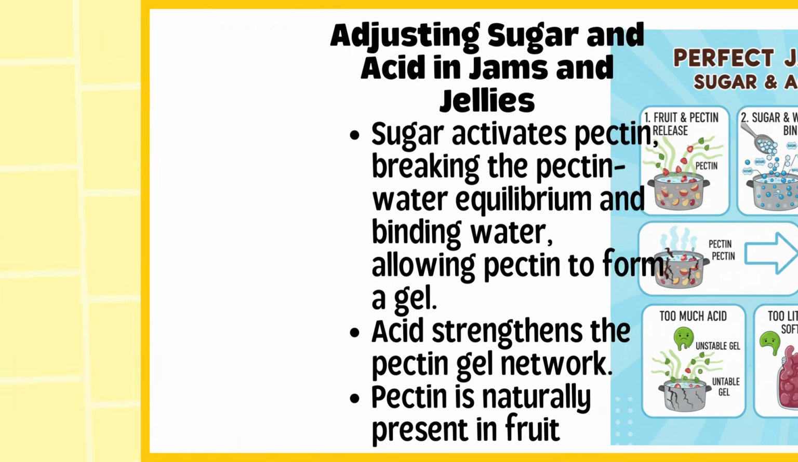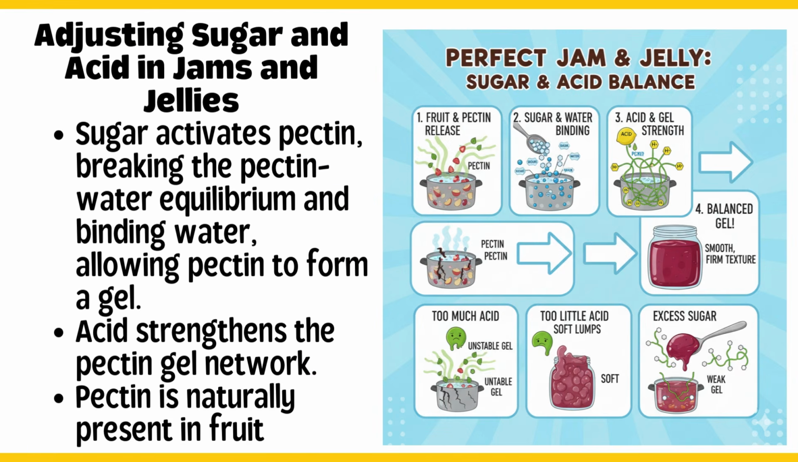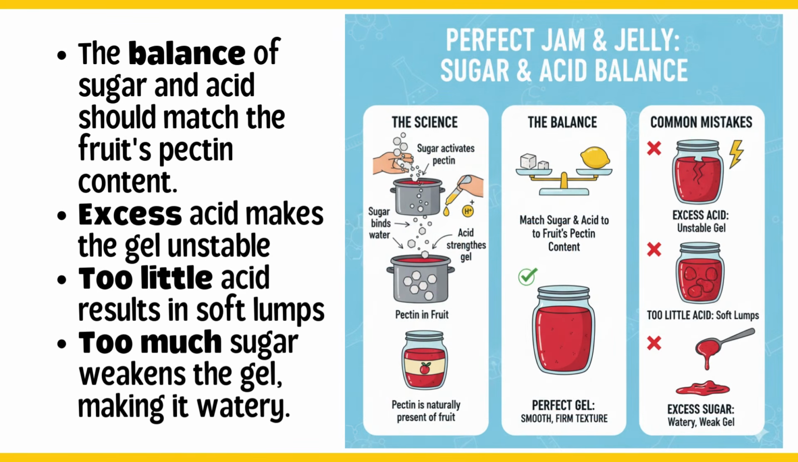Adjusting sugar and acid in jams and jellies. Sugar activates pectin, breaking the pectin-water equilibrium and binding water, allowing pectin to form a gel. Sugar plus pectin plus acid equals gel, or jelly texture. Sugar binds water and helps pectin form a gel. Acid strengthens the pectin gel network. Pectin is naturally present in fruit, and the balance of sugar and acid should match the fruit's pectin content.